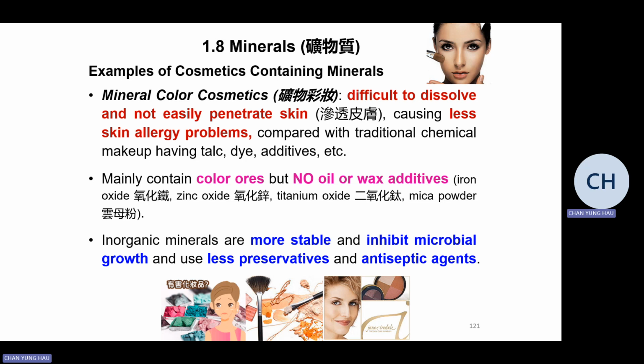So inorganic minerals used for the mineral color cosmetic are more stable, and they can inhibit microbial growth. So for example, have you heard about silver? Okay, nano silver ion has an antimicrobial effect, which can suppress the growth of bacteria. And that's why inorganic minerals allow us to use less preservative and antiseptic agent.